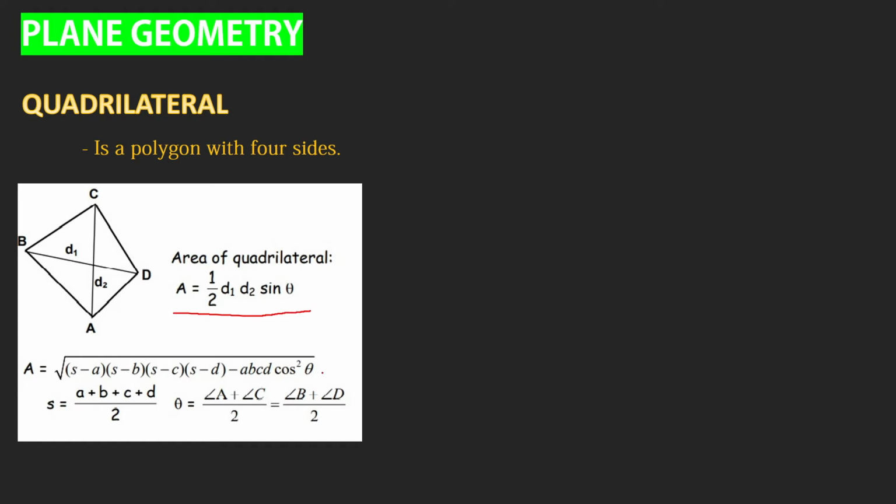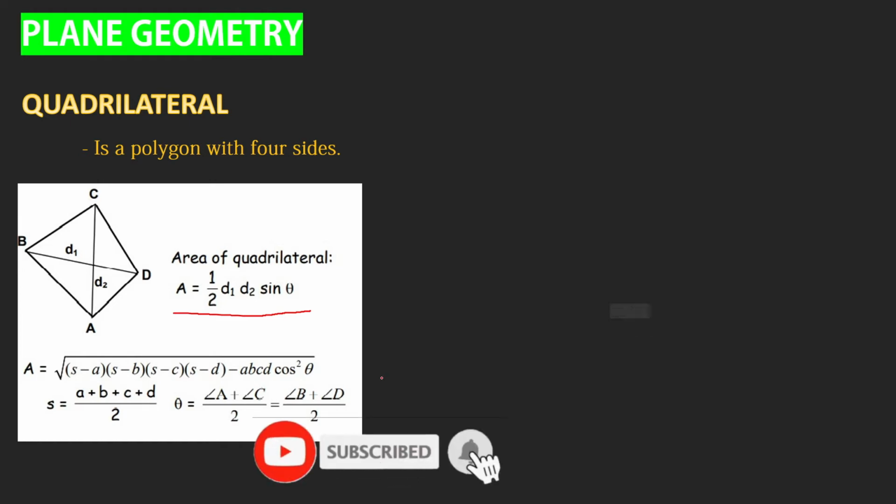Then, pwede rin ito. Ito yung tinatawag na Brahmagupta's formula: square root ng (S minus A)(S minus B)(S minus C)(S minus D) minus ABCD cosine squared theta. Kung gusto nyo pong malaman yung shortcut dito sa calculator, pwede nyo po panoorin sa aking YouTube channel. Nandun, na-upload ko na po yung video about dyan.